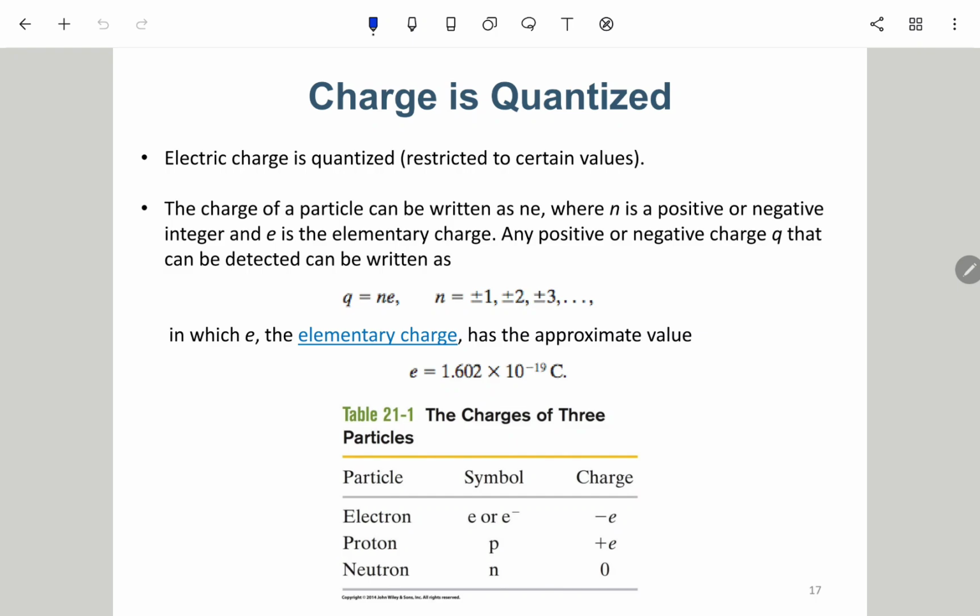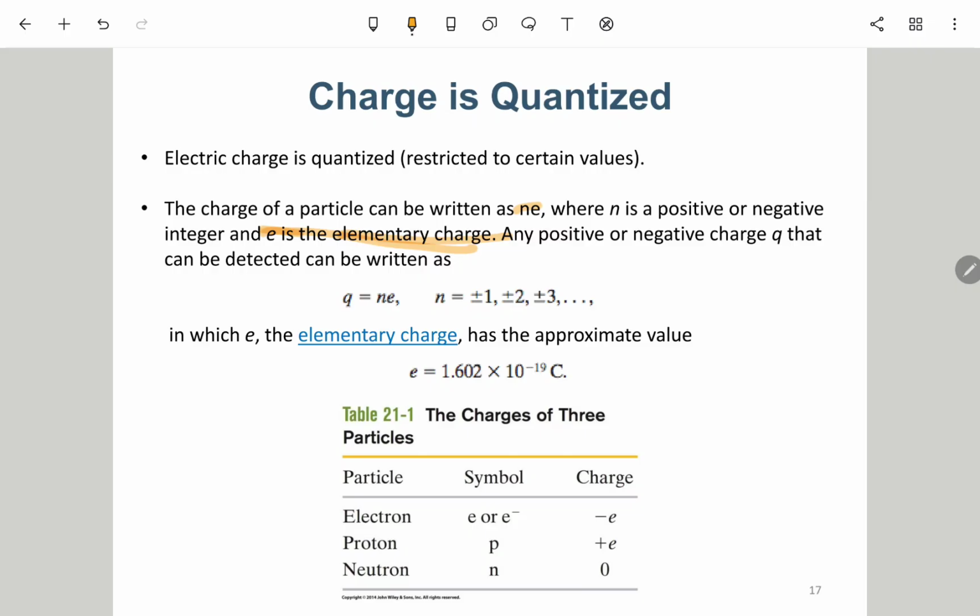Actually, charge being quantized can be very simple. It means that the electric charge of a particle can be written as n times e. Here n is a positive or negative integer, and of course it can be zero, which means no charge. And e is the so-called elementary charge, which means the charge unit, the very fundamental unit of charge.